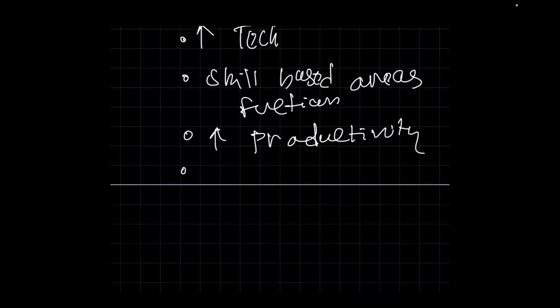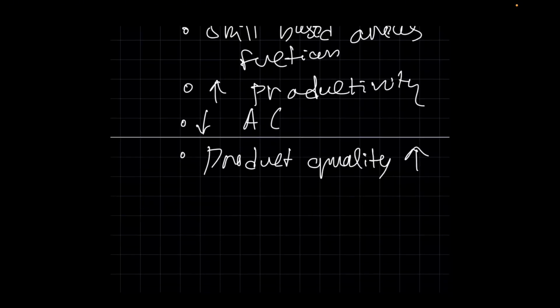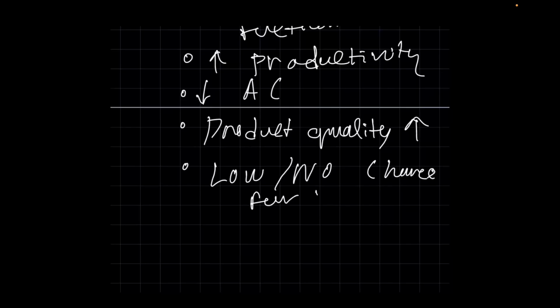There are lower average costs, AC. The product quality is quite high, and by high what I mean is it is quite uniform, and there is low, or you can even say no, chance for human error. You see that rhymes? Okay, that was bad.